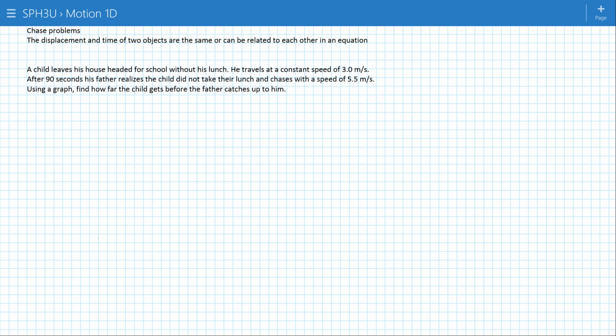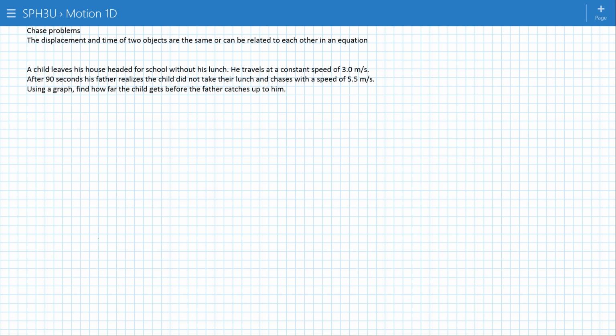But one object doesn't have to be chasing the other object. They don't even have to be going in the same direction or anything like that. To take this approach, what we really need is there to be some sort of mathematical relationship between the first and the second object and their distances and times.